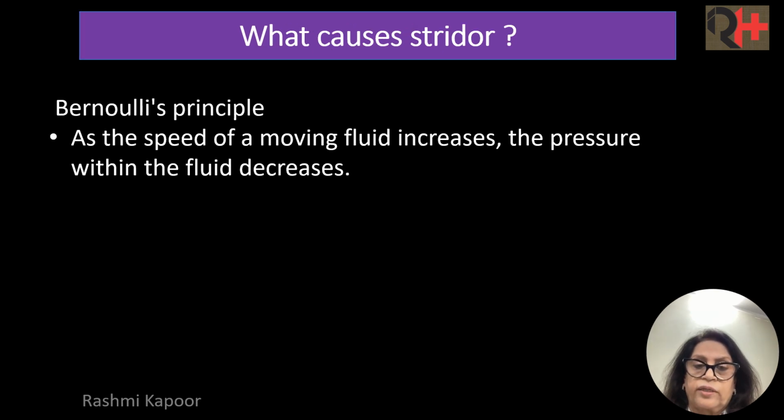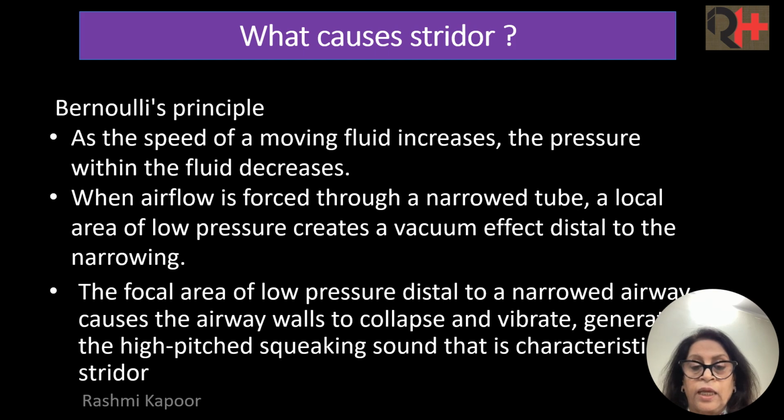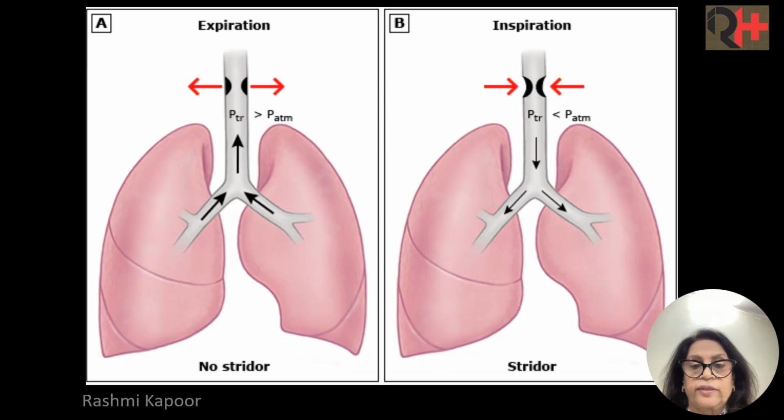Now, what causes stridor? We remember Bernoulli's principle. As the speed of a moving fluid increases, the pressure within the fluid decreases. When airflow is forced through a narrow tube, a local area of low pressure creates a vacuum effect distal to the narrowing. The focal area of low pressure distal to the narrowed airway causes the airway walls to collapse and vibrate, generally leading to a high pitched squeaking sound that is characteristic of stridor.